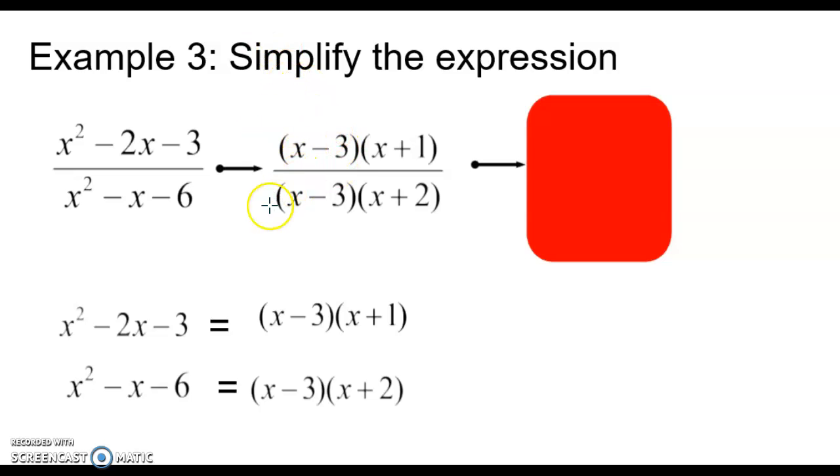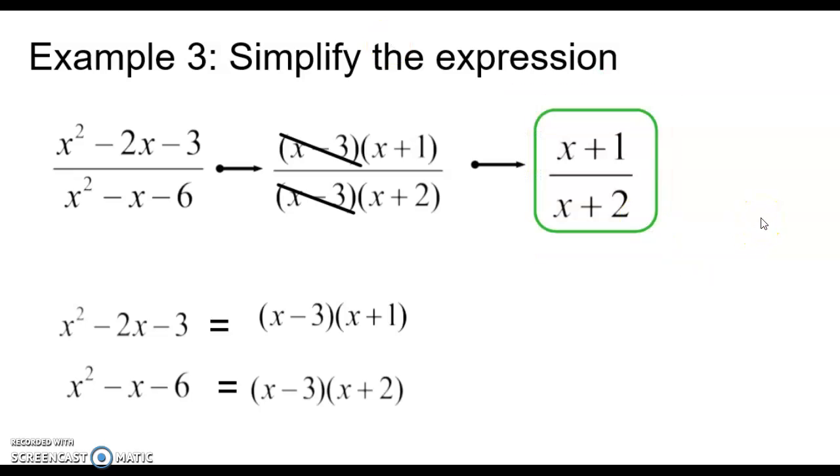I'm looking to see if any of my factors are the same. I can see I have an x minus 3 on both the top and the bottom, so I'm going to cancel those out. And then what I'm left with is my x plus 1 over x plus 2.